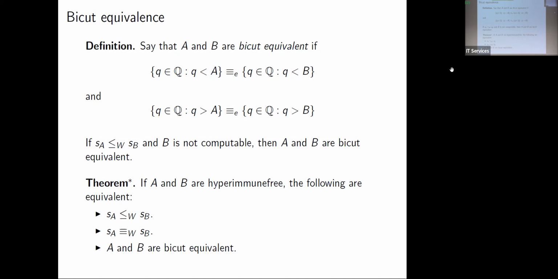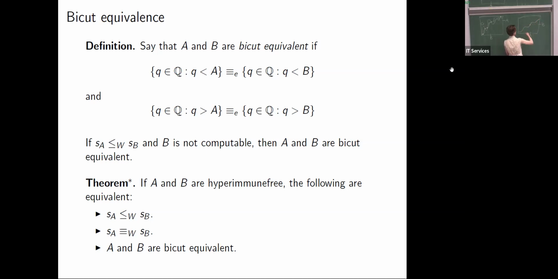So suppose that we've got a reduction between the step function of A and the step function of B. Then as long as A and B are not computable, A and B will have to be bicut equivalent according to this definition. And that again just comes directly from the existence of that function H. I sort of draw the same picture again and again, but if I have some function H like this, and I'm able to enumerate everything that's less than A, then I'm able to enumerate everything that's less than B. Similarly, if I'm able to enumerate everything greater than A, then I can enumerate everything greater than B.